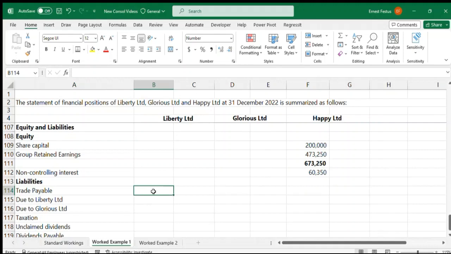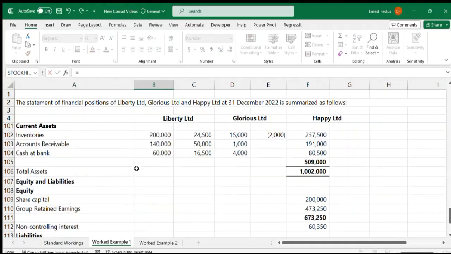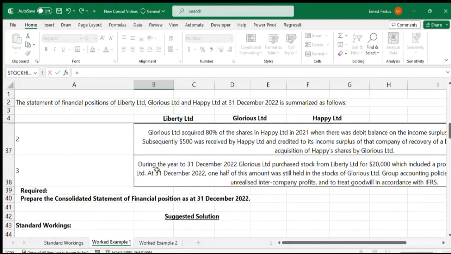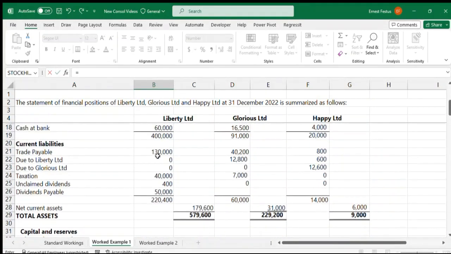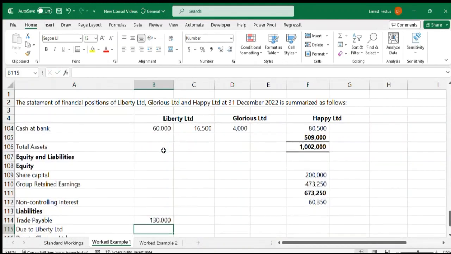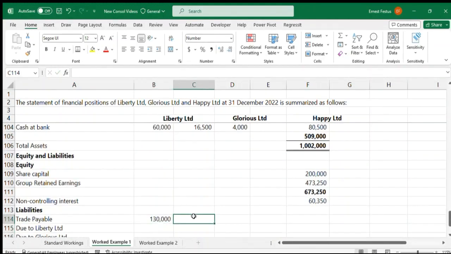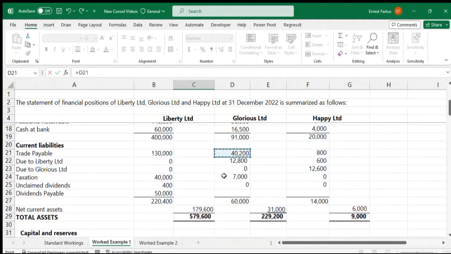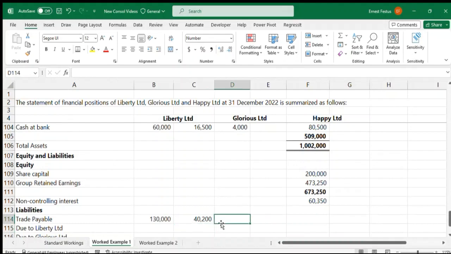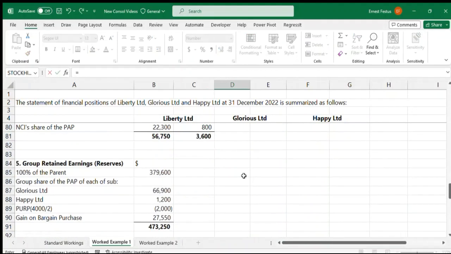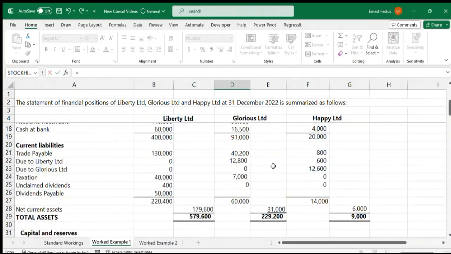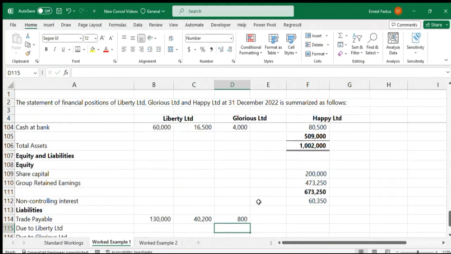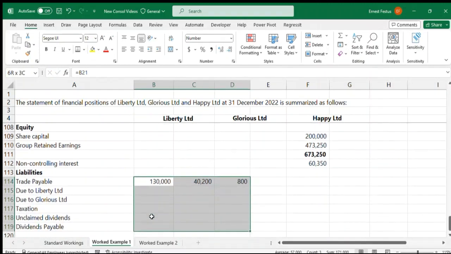So for Liberty, it's going to be equal to $130. For Glorious, that is going to be equal to 40,200, and then for Happy, that is going to be equal to 800 right here. Then I can actually copy my formula down, so the other figures have come.